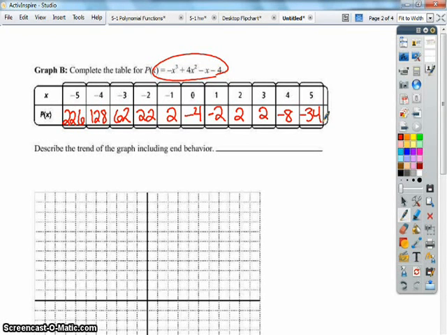Before we move on and plot our points, it asks us to describe the trend of the graph, including the end behavior. We should notice from this graph that the leading term was negative x cubed. Because it's negative, and because the exponent is odd, according to the chart we made, a negative odd will go up, down.